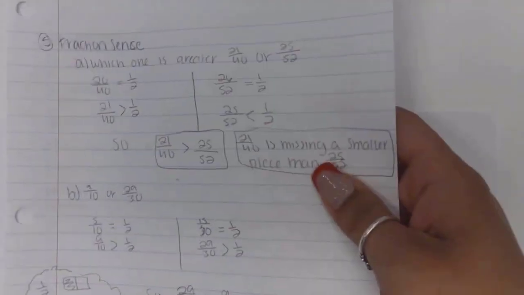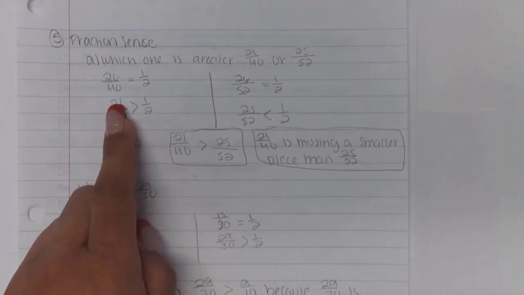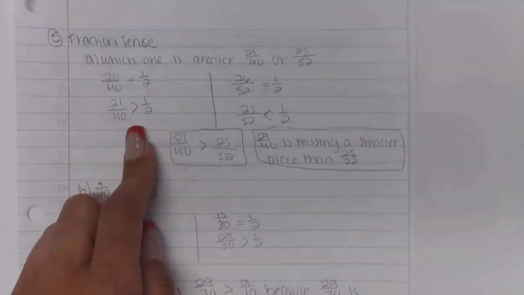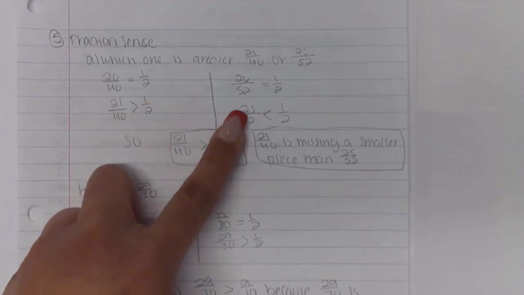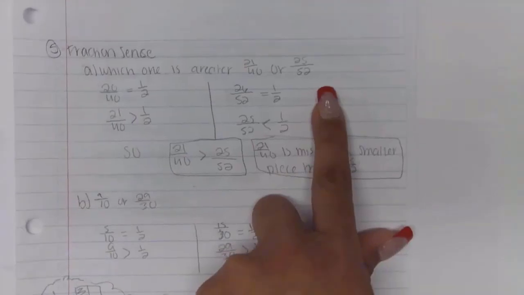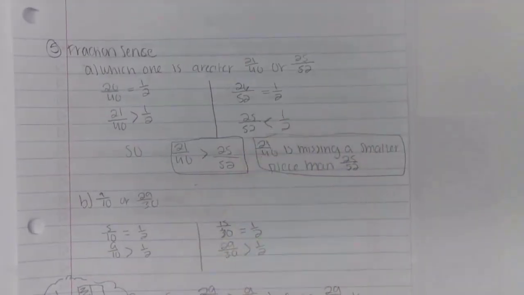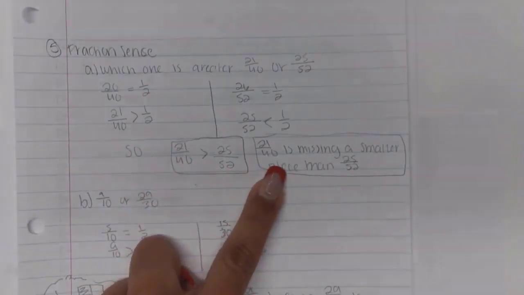What I did was I tried to see which one is half or what is half of the fraction already. And I came up with 20 over 40 equals half, so 21 over 40 is greater than half. I put that aside and moved on to the next fraction and found out that 26 over 52 is half. Since 25 over 52, which it has given me, is less than a half, I came up with 21 over 40 is greater than 25 over 52.